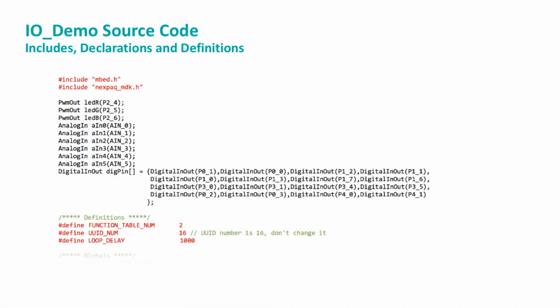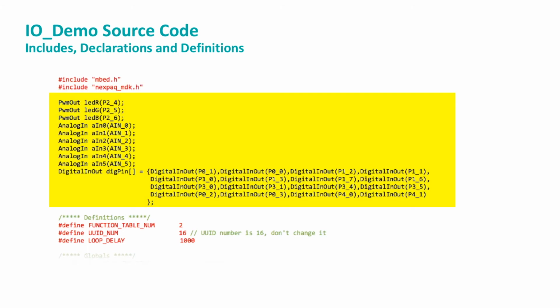This is the source code for the I/O demo module application. The first 2 lines of the program include the 2 platform libraries, embed.h and nexpaq.mdk.h. Including embed.h pulls in the entire Embed operating platform, and nexpaq.mdk.h adds nexpaq's module development kit framework. This lets you use quite a lot of complex functionality, but don't worry, ARM and nexpaq have made using the APIs pretty simple. The next set of lines are directed to the Embed operating system.